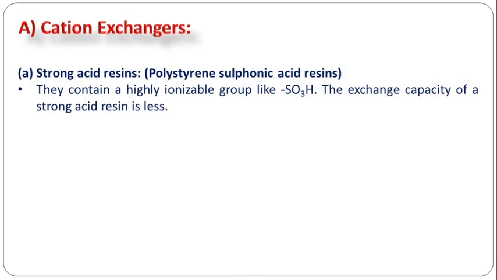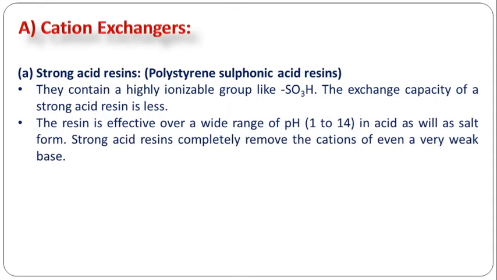The exchange capacity of this strong acid resin is less. So the exchange capacity of this sulfonic acid group is less. The resin is effective over a wide range of pH from 1 to 14, so at any pH you can use it in acid as well as salt form. Strong acid resin completely removes the cations of even a very weak base. So these strong acid resins are capable of exchanging cations from a very weak base, whether very alkaline conditions or a very weak base is present.